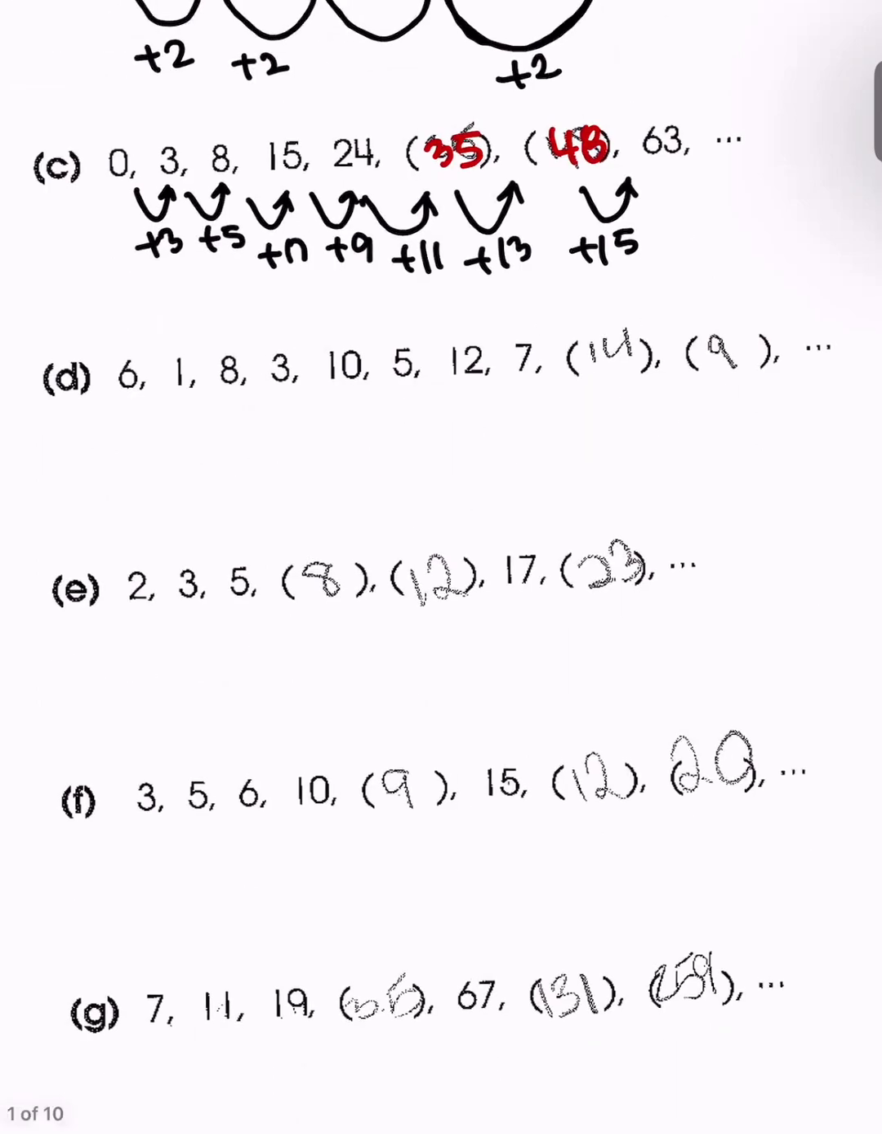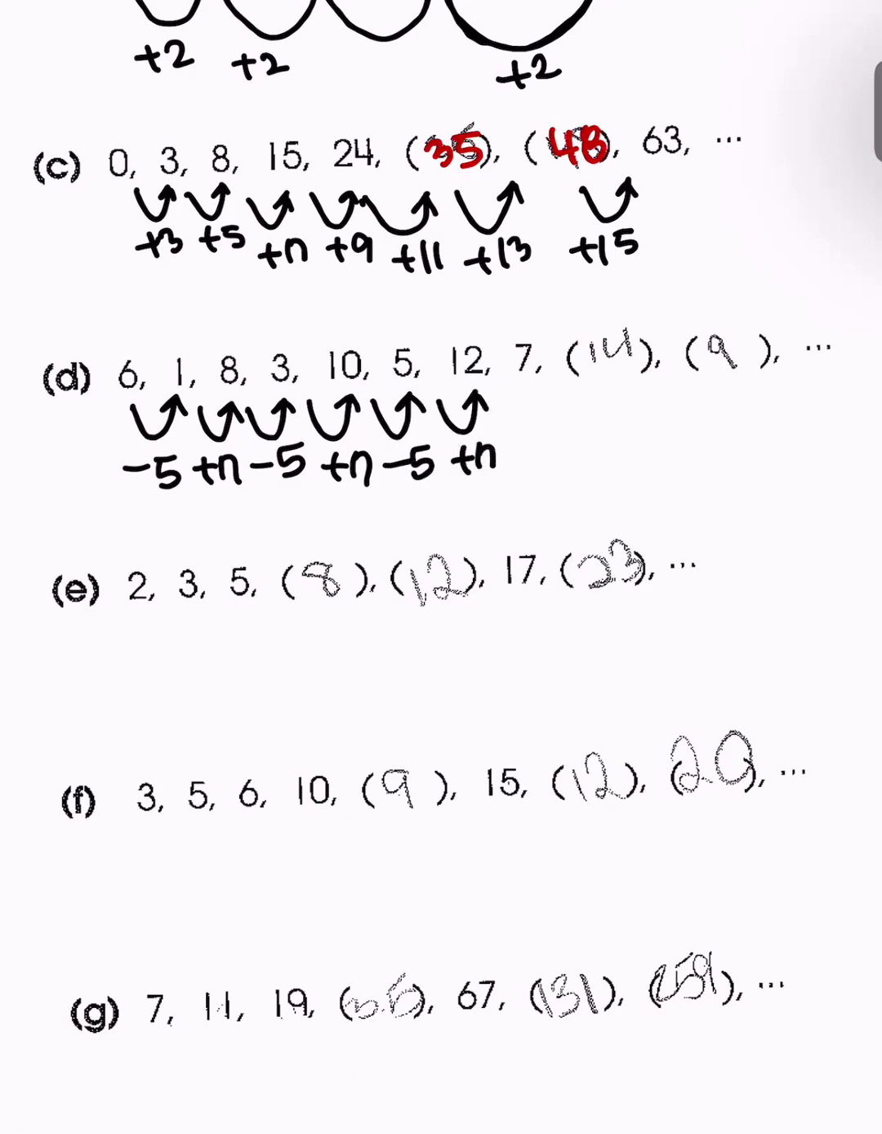Then we'll look at problem D. So we have 6, 1, 8, 3, and so on. To get from 6 to 1, we subtracted 5. Then from 1 to 8, we added 7. From 8 to 3, we subtracted 5. From 3 to 10, we added 7. So it's a pattern of subtracting 5 and adding 7. So the next one is going to be subtracting 5, so we have 5. Then we add 7 to get 12, subtract 5 to get 7. Next we add 7 and get 14. Then we subtract 5, and that gives us 9.